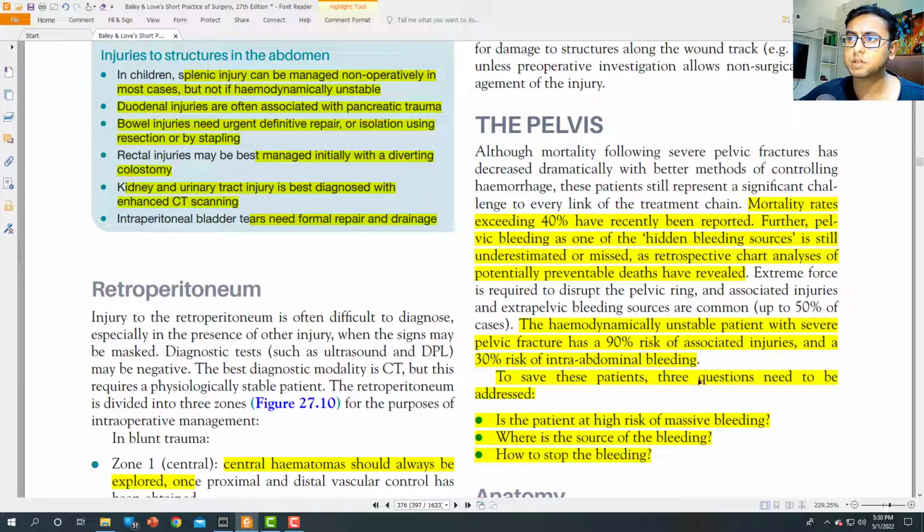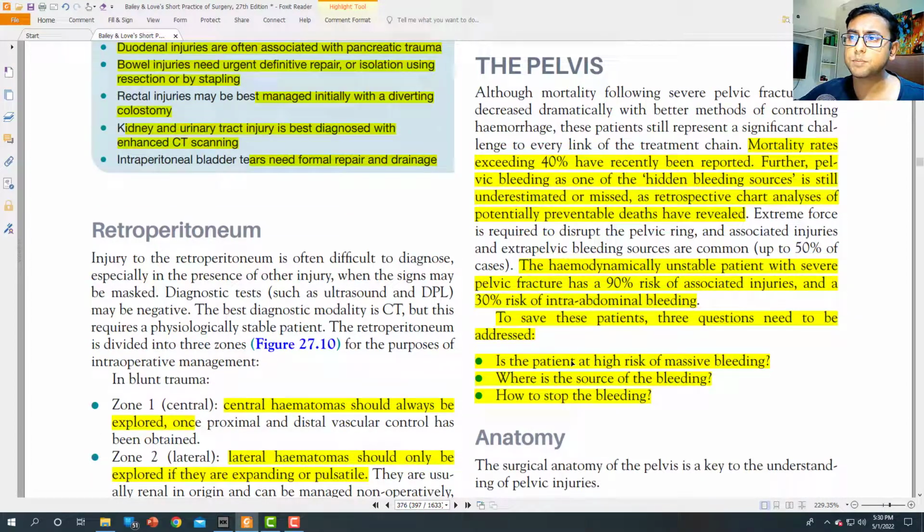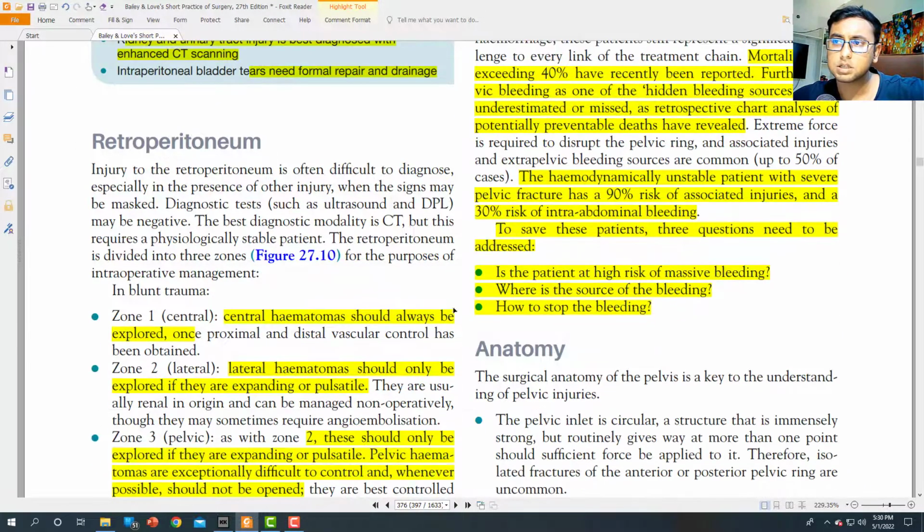To save these patients, three questions will be needed. Is the patient at high risk of massive bleeding? Where is the source of bleeding? How to stop the bleeding? These three questions must arise for the physicians or the surgeons.